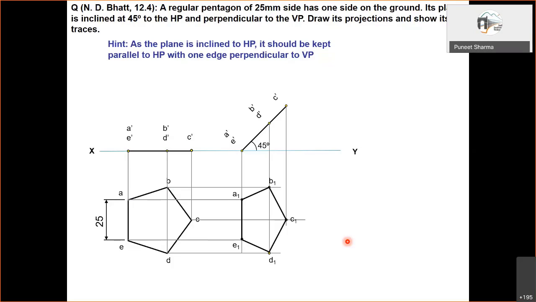The traces I had forgotten to discuss for this. As such for planes, traces are not likely to be of much use, but sometimes their location might be given with reference to the traces. So maybe in tomorrow's class we'll discuss that. Let us have a look at the next problem now.